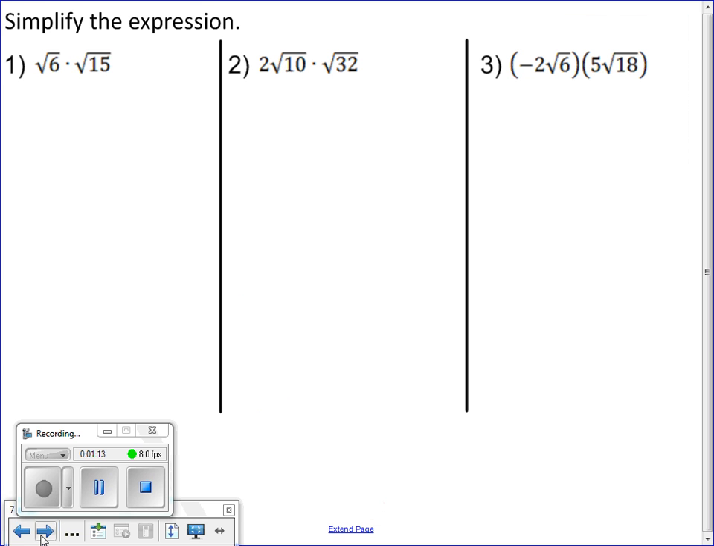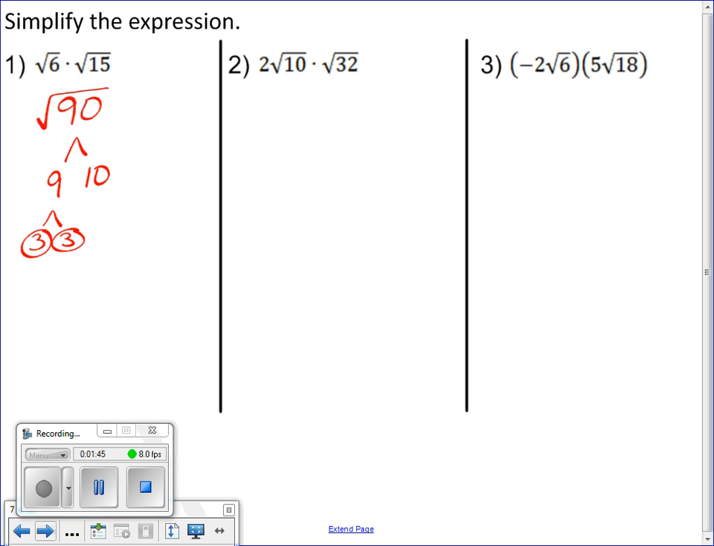Okay? So number 1, radical 6 times radical 15. What's 6 times 15? That is 90. So that would become radical 90. And now it's just like what we did on Friday. So we'll do our factor tree. So what do you multiply to get 90? 9 and 10. Okay, 9, 3 and 3. Good. And those are prime, so I'll go ahead and circle those.